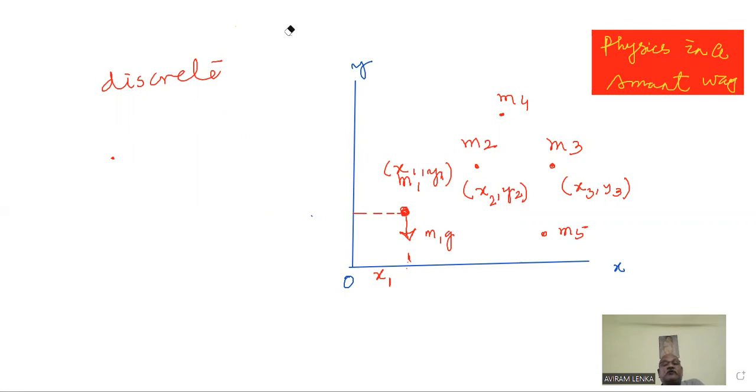So we are discussing the discrete mass distribution, and we know if the masses are point masses, M1, M2, M3, kept on the x-axis or y-axis, our formula to find the center of mass will be: xc, the x coordinate of the center of mass, will be sigma mx by sigma m.